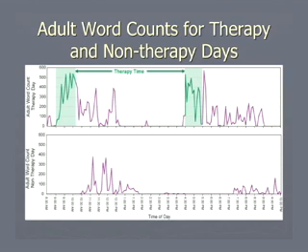And on this slide, this is for a single child. We're going to look at one child, okay? And we're just looking at adult word counts, at just that particular measure for this child on 2 days. This is a day when the child has some therapy time, and these are the periods in therapy, right there, right? And this is a day when the kid has no therapy.